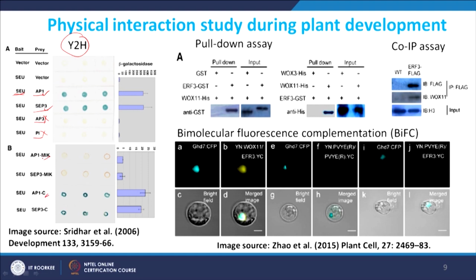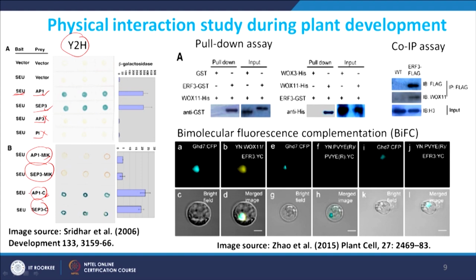So, here specifically they have taken only MIK domains of both the factors and C terminal domains of both the factors, and they have checked the interaction. You can clearly see that only the C terminal domains are showing interaction, but the MIK domain is not showing interaction, which means that you can tell that AP1 and Sepleta3 are interacting with SUU through their C terminal domain.